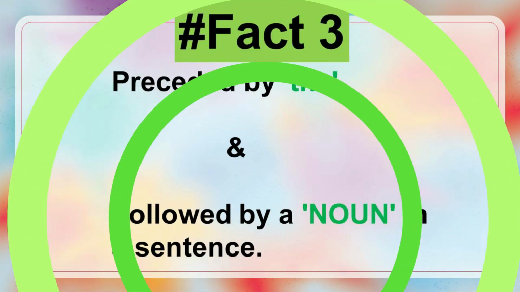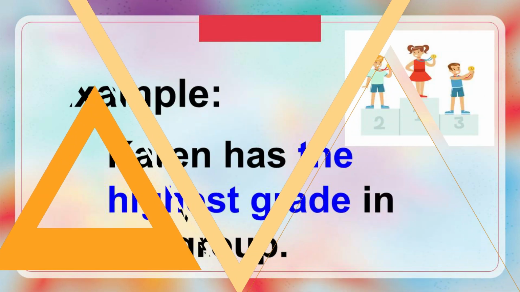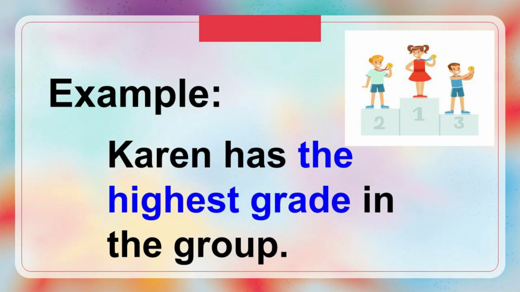Fact 3. Normally, the superlative degree is preceded by the and is followed by a noun in the sentence. For example, Karen has the highest grade in the group. So, the highest grade signifies the superlative degree.